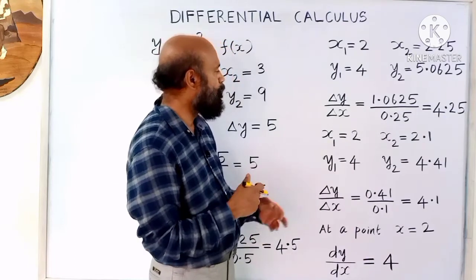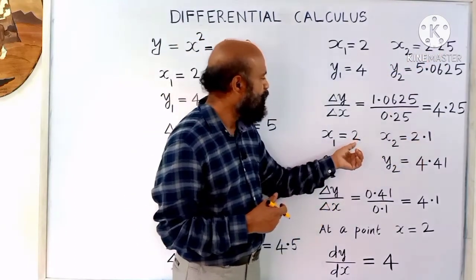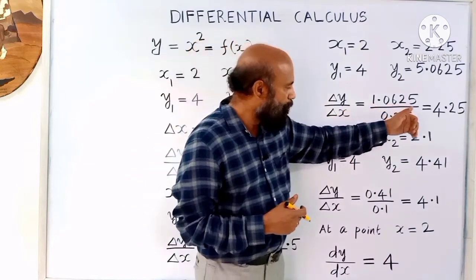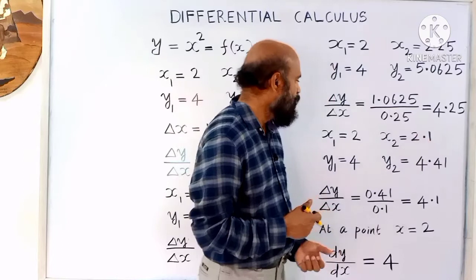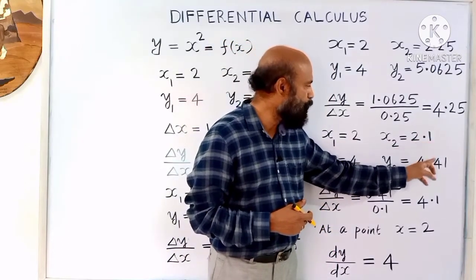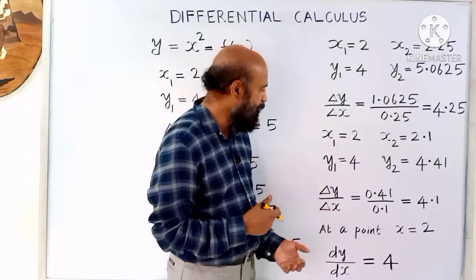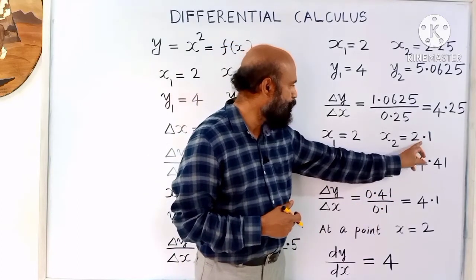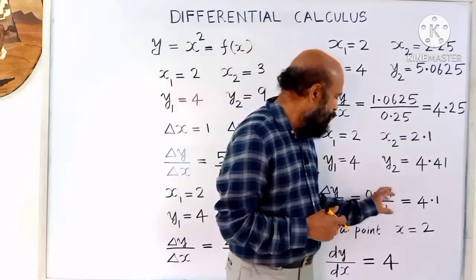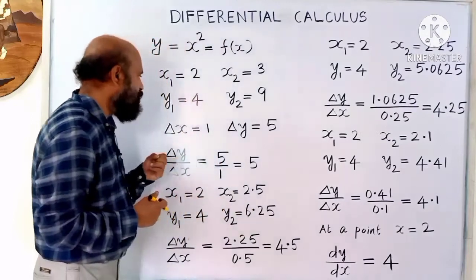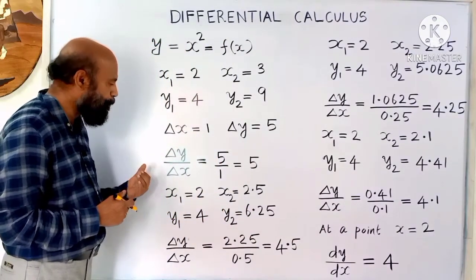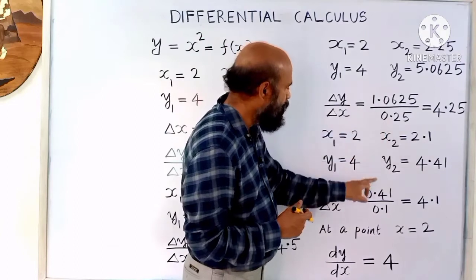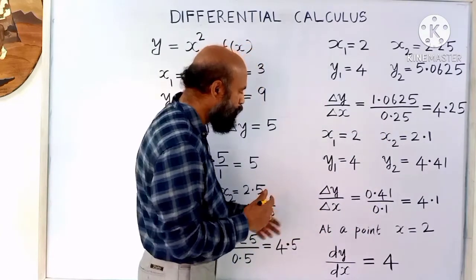Again you take a little closer value. Instead of 2.25, for x2 we take 2.1, and 2.1 square is 4.41. Again you calculate delta y by delta x. Delta y, the change in y, is 0.41, divided by delta x, which is 0.1. So when you divide, you get 4.1. From this it is clear that delta x is going on approaching 0. First it was 1, next 0.5, next 0.25, next 0.1.